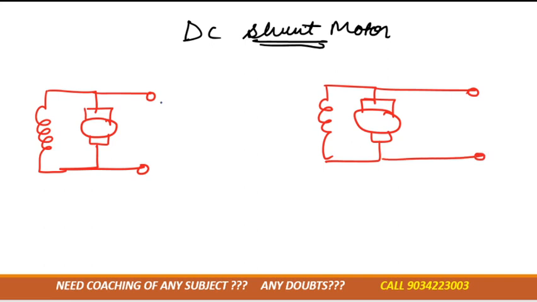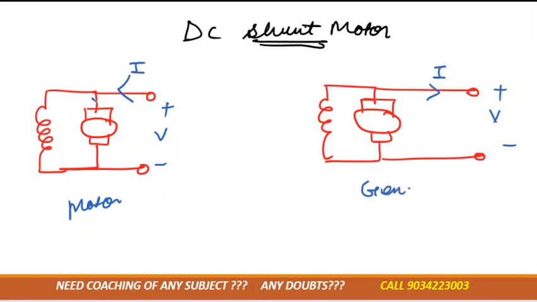Now again there is a supply of plus minus V voltage. This is the case of a motor, so the current is moving inside. This is the case of a generator, so the current is moving outside. In the motor, the armature current is IA, and in the field winding the current is ISH, because it is connected in shunt, that's why it is denoted by ISH. In this also, to make a magnet we always need current, so the current moving inside the field winding is again ISH.